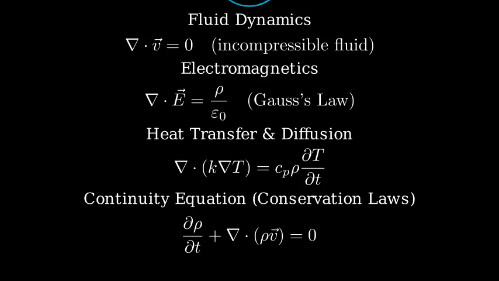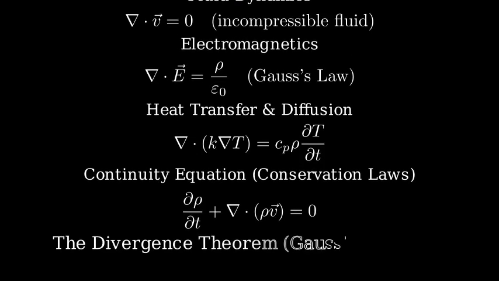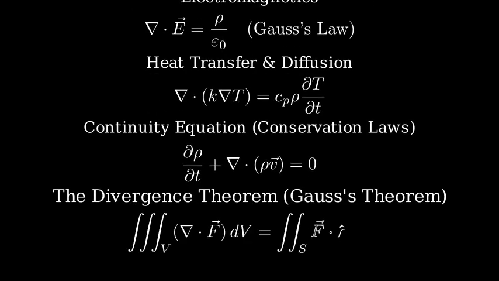Before we conclude, let's briefly touch upon the divergence theorem, which is one of the most important theorems connecting divergence to practical applications. The divergence theorem, also known as Gauss's theorem, states that the volume integral of the divergence of a vector field equals the surface integral of the vector field over the boundary of the volume. Mathematically, it's written as the triple integral over volume V of the divergence of F equals the double integral over the surface S of F dot n dS, where n is the unit outward normal vector to the surface.